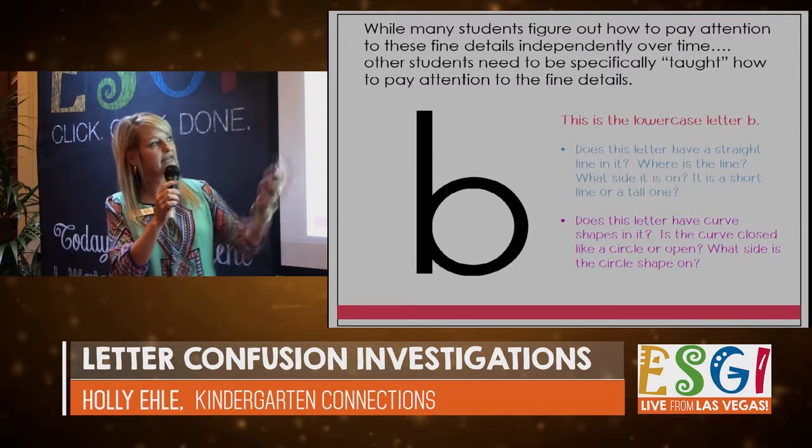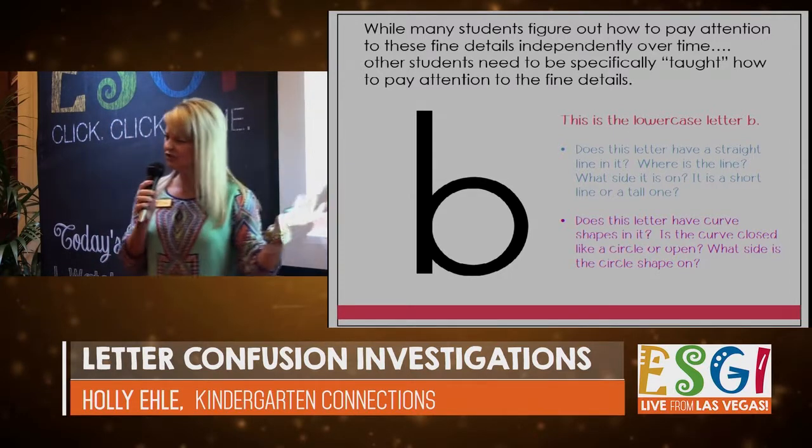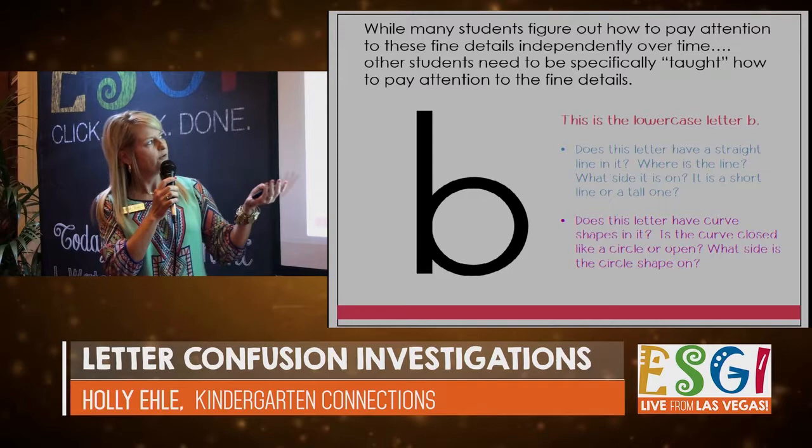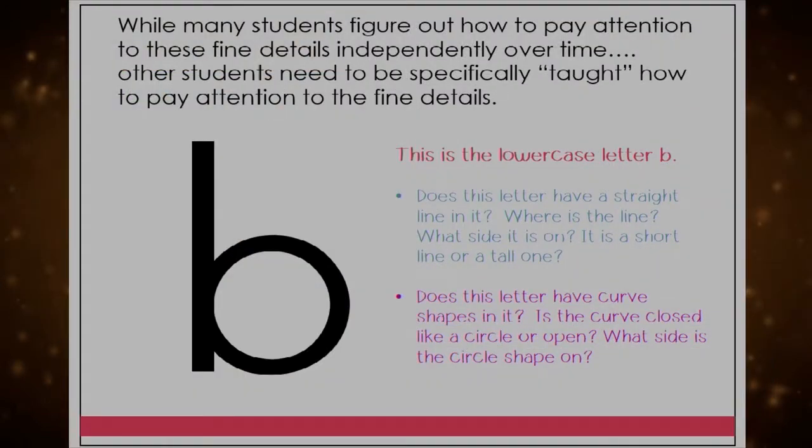So you might say, this is the lowercase b. Let's take a look at that letter. What kind of lines is it made of? Does it have a straight line in it? Oh yeah, here it is. Is the line long or is it short? Which side is the line on? Does it have a curve shape in it? Is the curve shape closed like a circle or is it open?